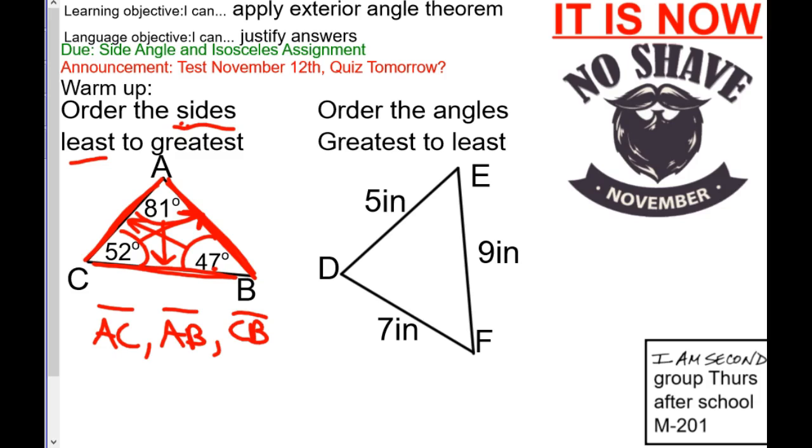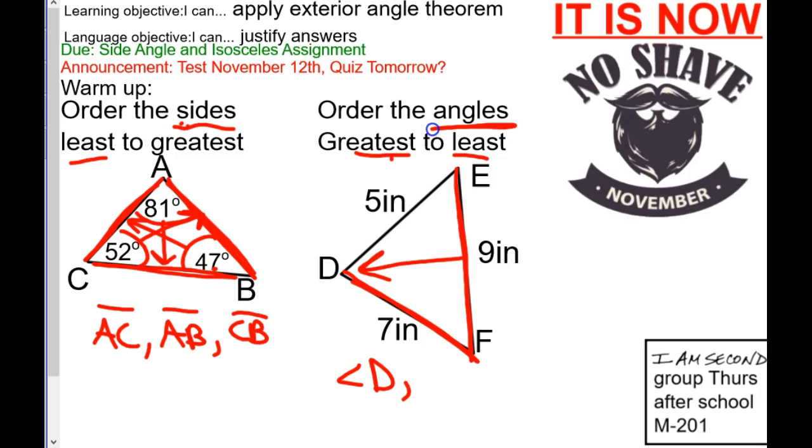Now, on the next one, order the what? Angles. From what to what, though? It changed. So what's the greatest side you see here? 9 inches. So EF is the longest side. What's across from EF? Angle D. Comma. What's the middle side length?